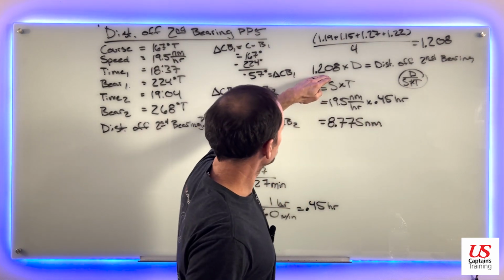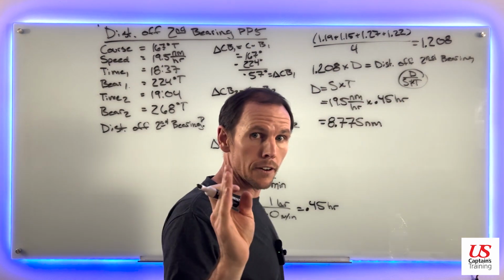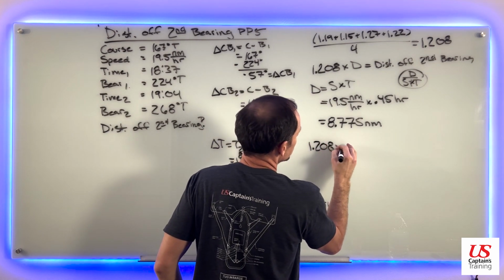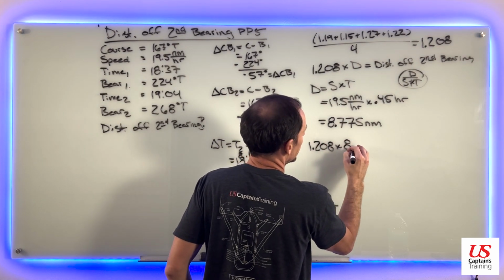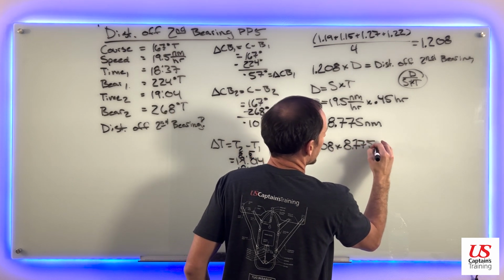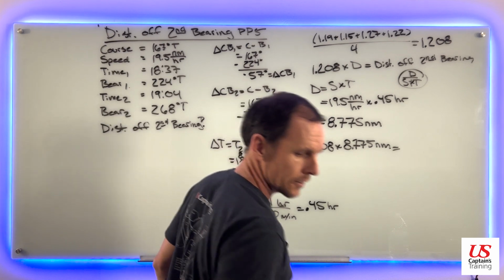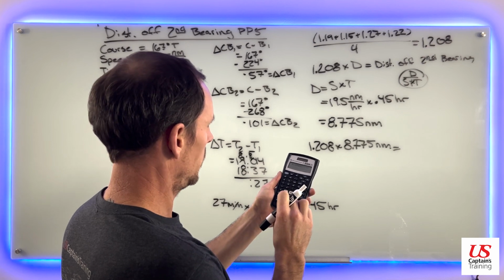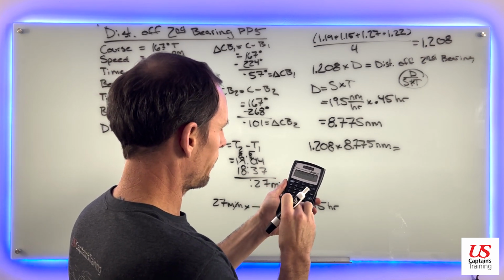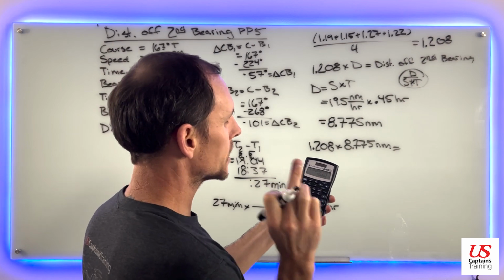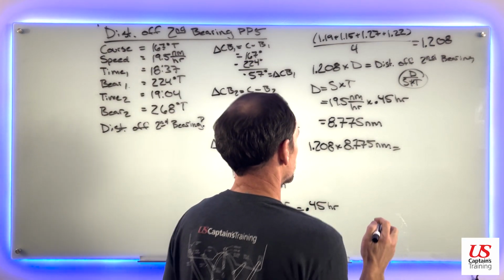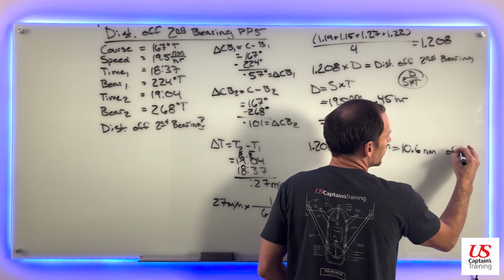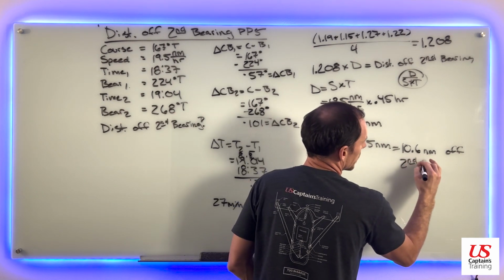And we set up here, table value times distance equals distance off. We're almost there. So 1.208 times distance, which we calculated to be 8.775 nautical miles, equals our distance off second bearing. Let's go. 1.208 times 8.775 equals 10.6002. So 10.6 nautical miles off of the second bearing.